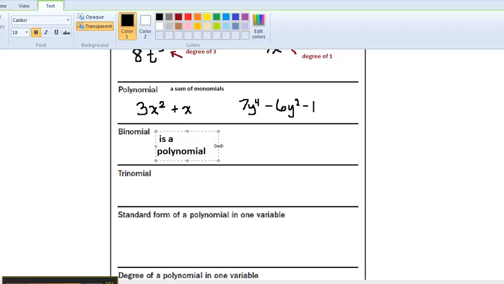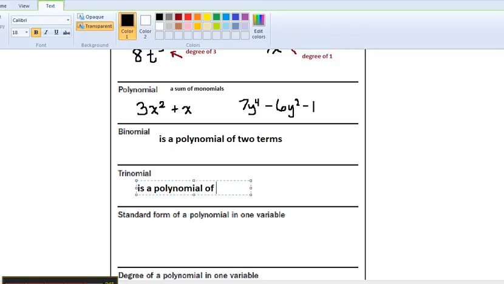Binomial is a polynomial, whoops, add a little bit to that. That's going to be a polynomial of 2 terms. So I wrote one just above here with 3x squared plus x. Now trinomial is going to be, you might guess this one, a polynomial of 3 terms.